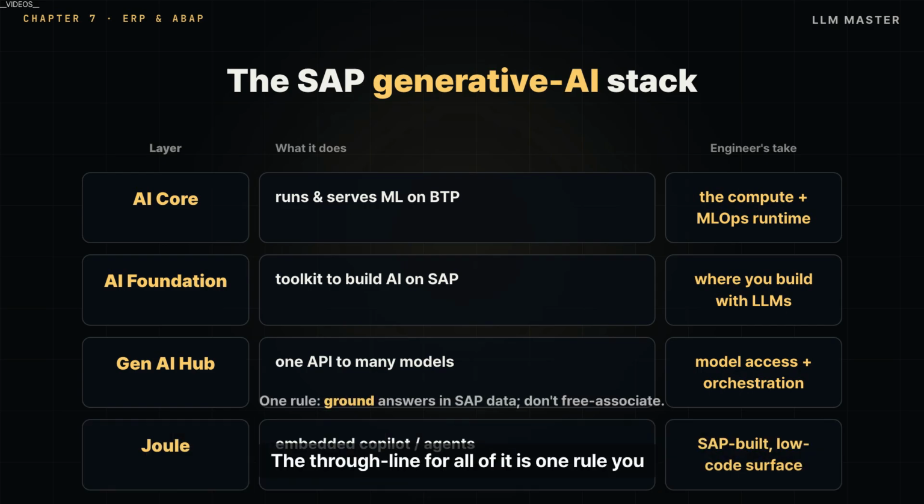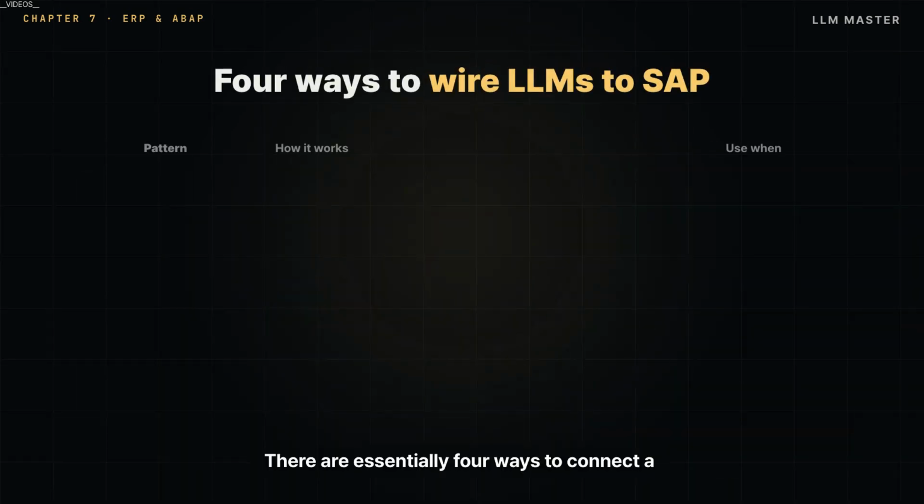The through line for all of it is one rule you should repeat back in any interview. Ground the model's answers in real SAP data. An ERP is a system of record. A model that free associates about someone's account balance is worse than useless. It's a liability.